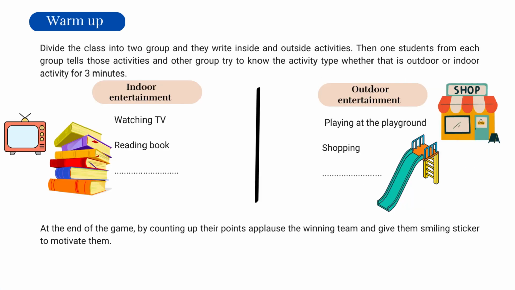So here is a warm up. In the warm up, divide the class into two groups, and they write inside and outside activities, for example, indoor entertainment and outdoor entertainment. One student from each group tells those activities, and the other group tries to guess the activity type, whether it is an outdoor or indoor activity, and 3 minutes is allocated to the warm-up. At the end, by counting points, we applaud the winning team and give them a smiling sticker to motivate the learners.